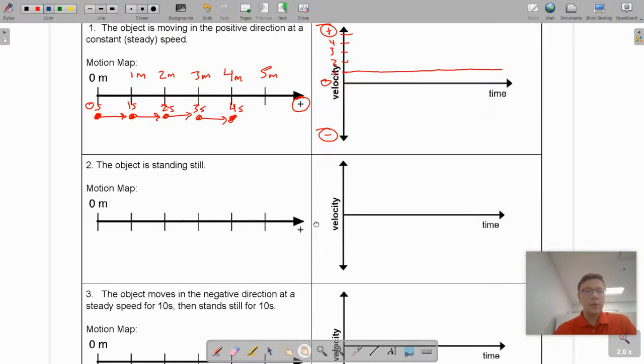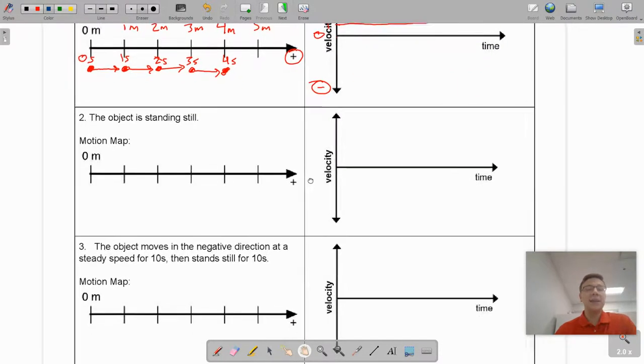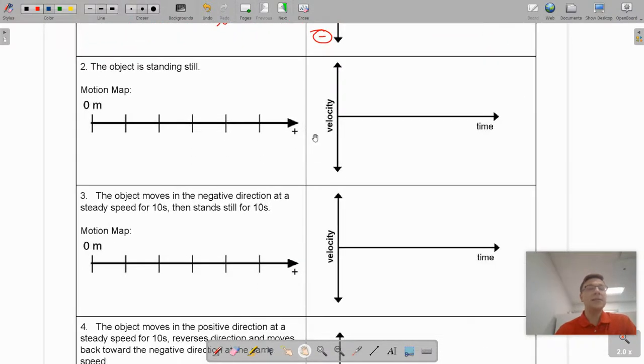So in the second one, it says the object is standing still. Again, it does not tell us exactly where this is happening, so it does not matter where you put it on the map. I'm just going to go at 0 meters. And to show that an object is not moving over some period of time, all we have to do is stack the dots. So what this is saying is that at 0 seconds, 1 second, 2 seconds, and 3 seconds, the object is always at 0 meters.